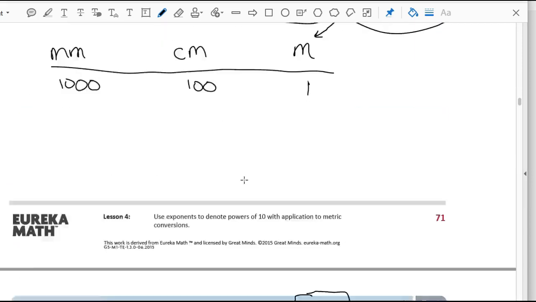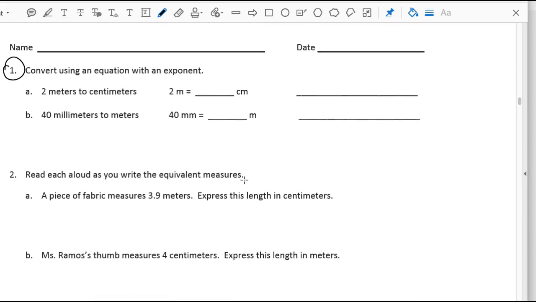So for your homework tonight, here's your problem. I am asking you to do both A and B. Convert using an equation with an exponent. So in this case, we're going from meters to centimeters. So you remember that for every meter, there's 100 centimeters. So the number is going to get bigger, right?